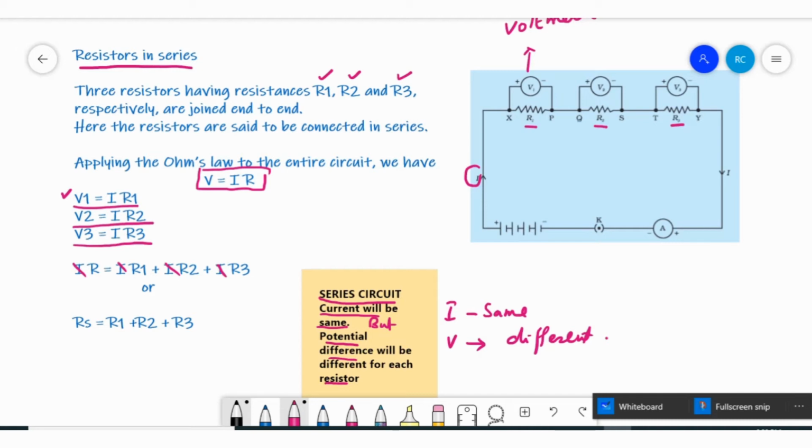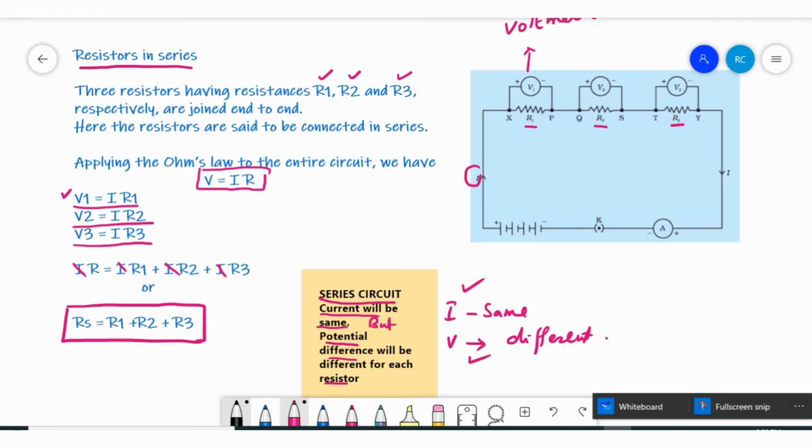RS, the effective resistance in a series circuit, is equal to R1 plus R2 plus R3. This is the equation used to calculate the effective resistance in series connection. RS represents the effective or equivalent resistance, which is the sum of the individual resistances. So in series connection, you need to understand how we calculate the total resistance. The second thing is which one is varying and which one is constant: the current will be the same and the potential difference will be varying.